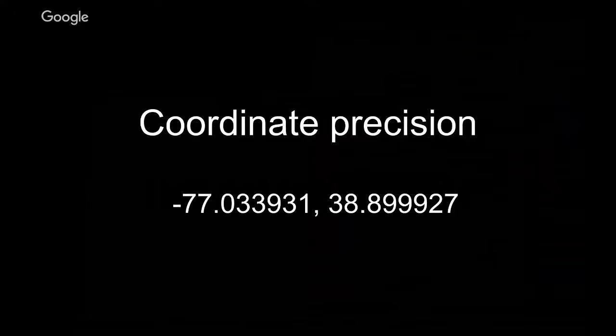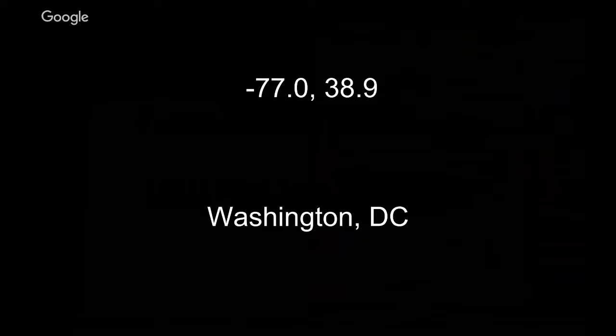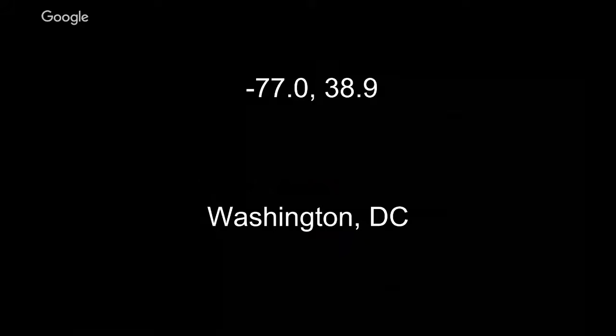For example, are they looking for single-digit decimal precision like this? Or are they looking for something much more precise like this? So how do you know? Which one do you pick? This level of single-digit precision will give you a state-level geocode, so Washington, D.C. If you need a relatively coarse level of geocoding, like you're doing weather for a city or weather for a state, single-digit precision will get you where you need to be.